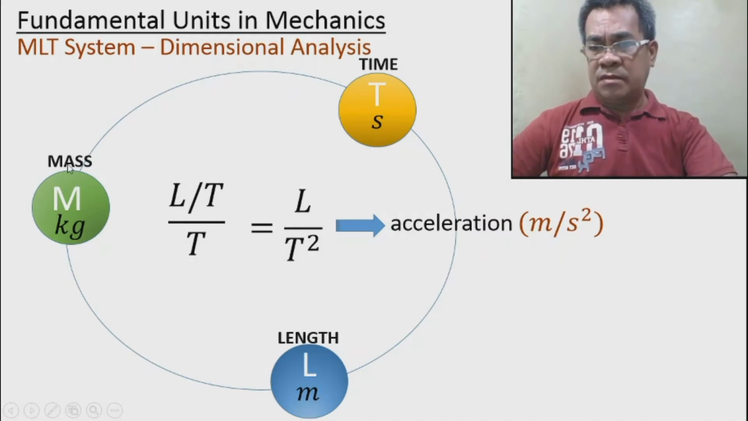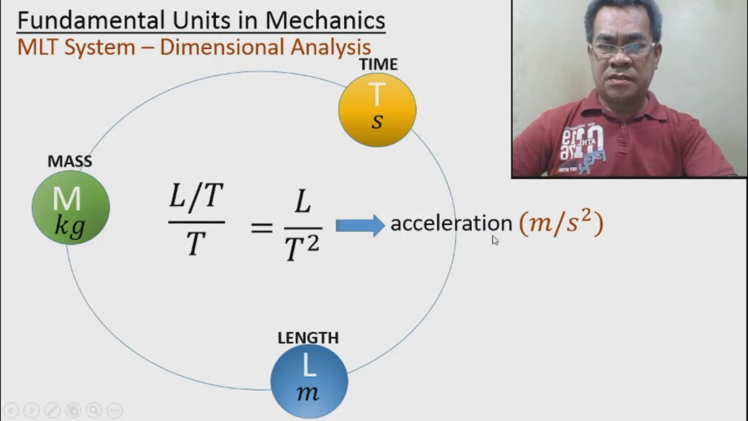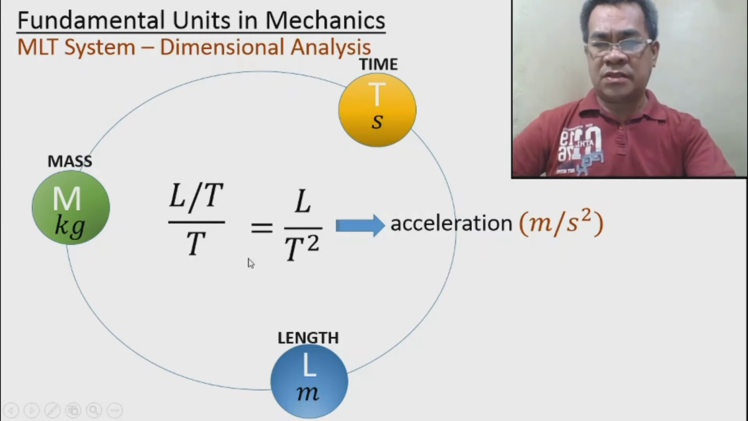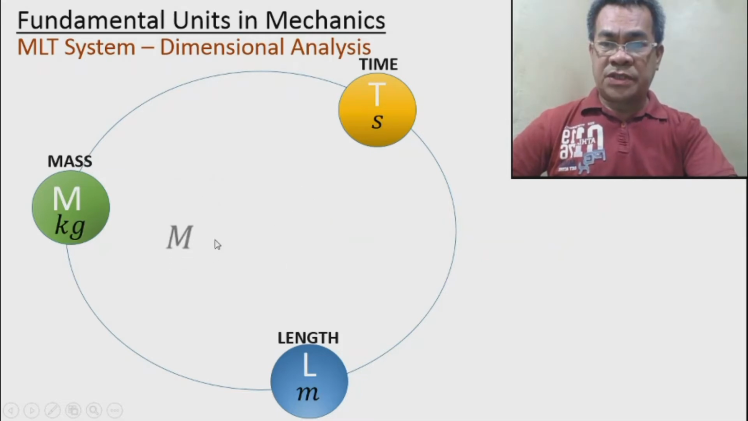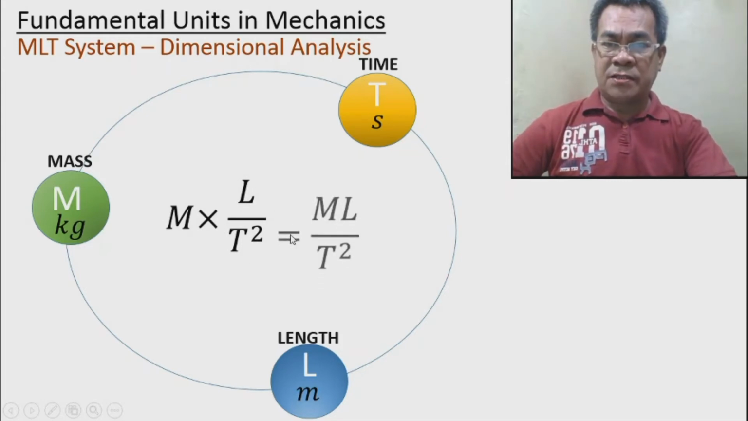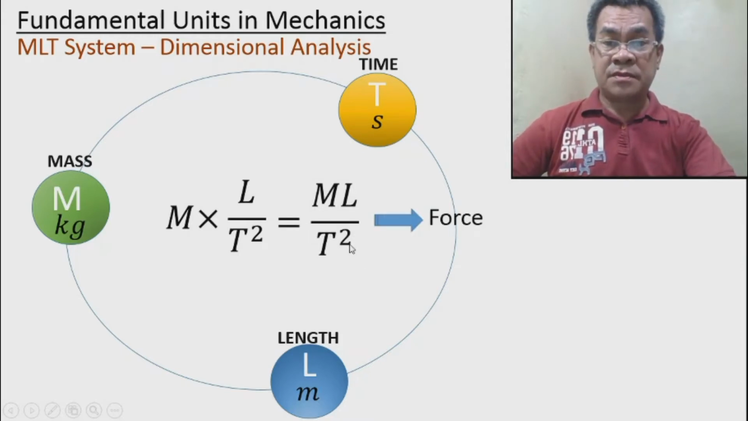Suppose I will multiply the mass with the acceleration. Take note that the product of the mass and acceleration, in your previous physics, we call that the second law of Newton. The result is force. So if I multiply the m by L over T squared, it will produce an acceleration. Okay? So this will become mL over T squared, and mL over T squared in dimensional analysis is force.